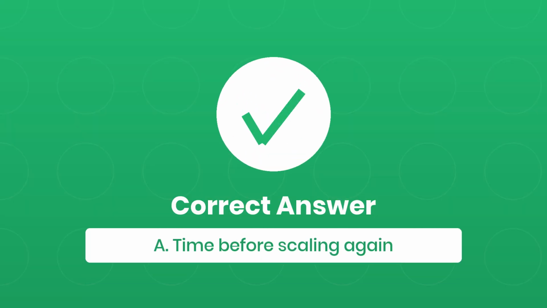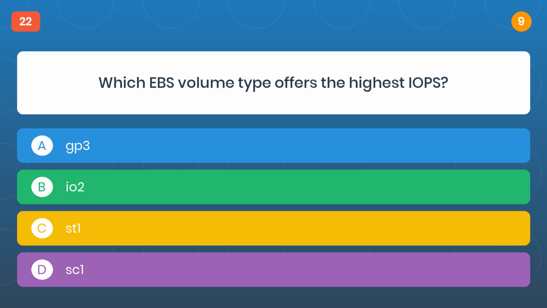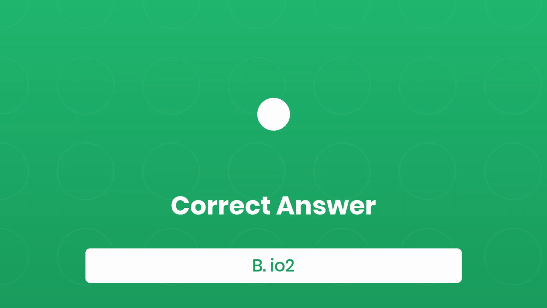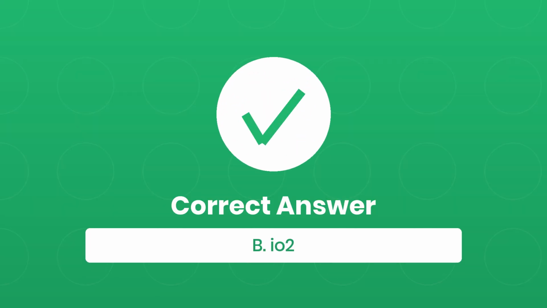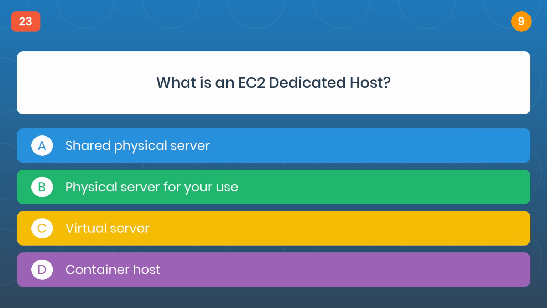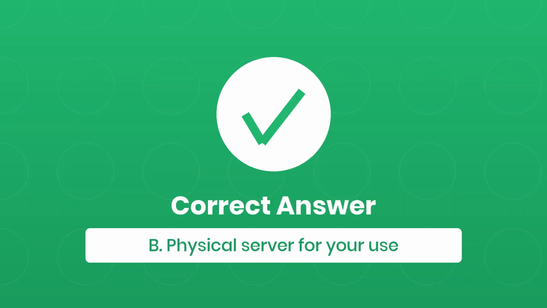The correct answer is A, time before scaling again. Question 22. Which EBS volume type offers the highest IOPS? The correct answer is B, IO2. Question 23. What is an EC2 dedicated host? The correct answer is B, physical server for your use.